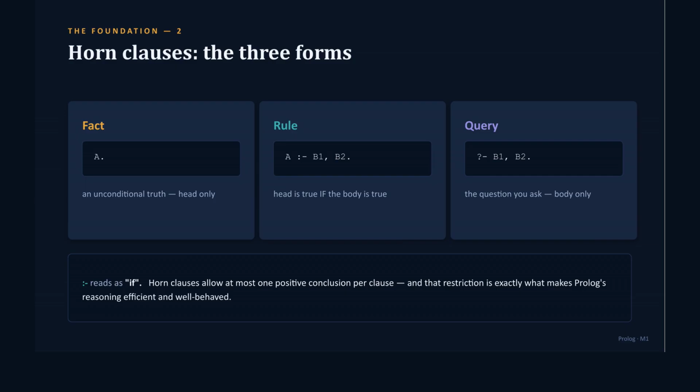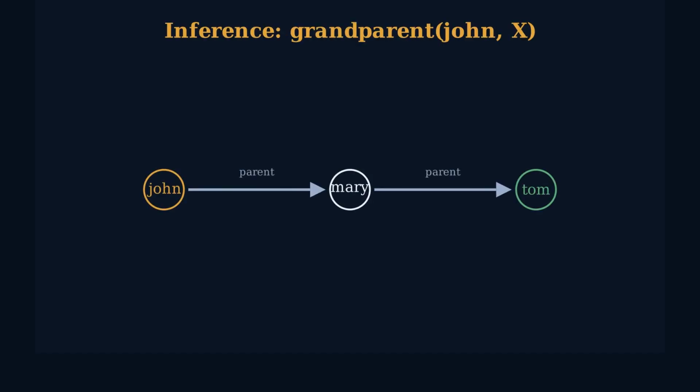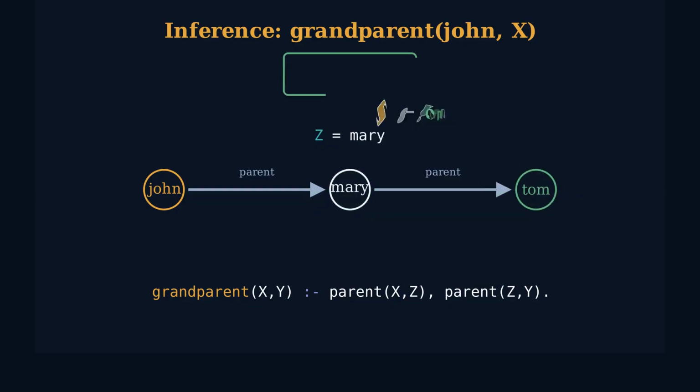Simple pieces, powerful combinations. Here is your first complete Prolog program. Two facts: John is a parent of Mary, and Mary is a parent of Tom. One rule: X is a grandparent of Y if X is a parent of some Z, and that Z is a parent of Y. Now we ask, who is John the grandparent of? And Prolog answers, Tom.